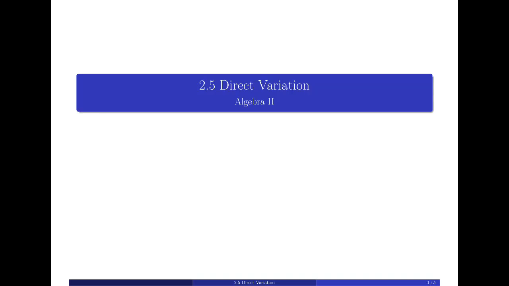In section 2.5, we're going to look at a concept or an idea called direct variation. Maybe that term is unfamiliar, but this is a very simple concept. It's a linear relationship, so it has to do with the lines that we've been talking about, but actually a little bit simpler because there's no y-intercept involved. So let's just jump in.